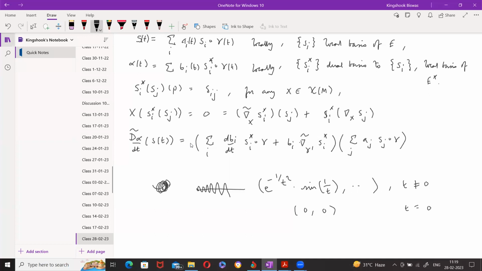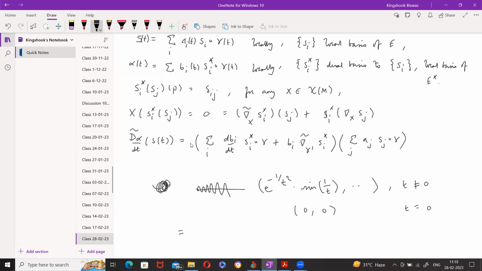So then in no neighborhood will you be able to write it with the coefficients being functions on the manifold. The coefficients have to be functions of t. Okay, so now what happens?